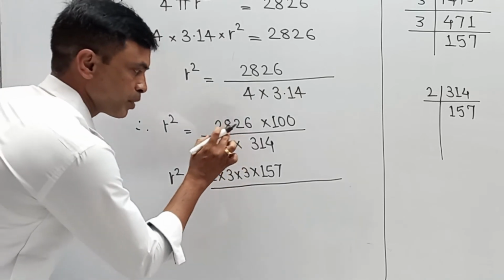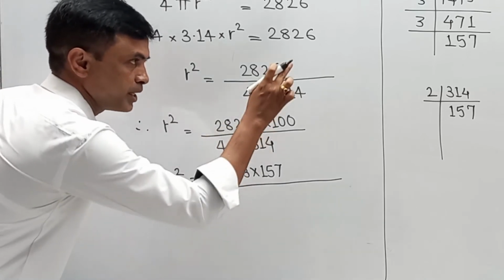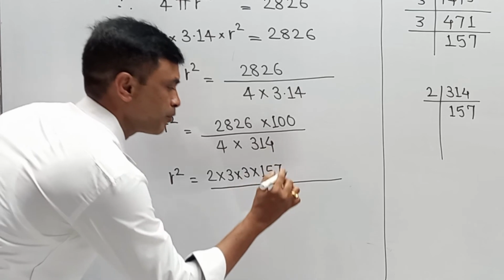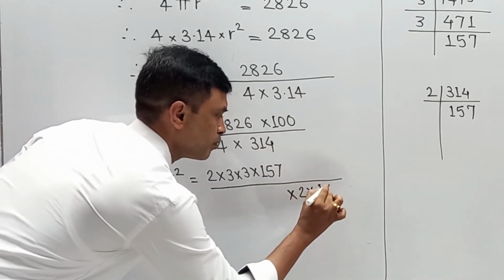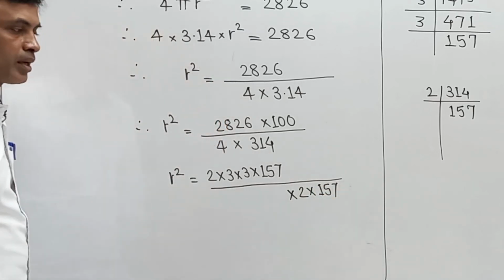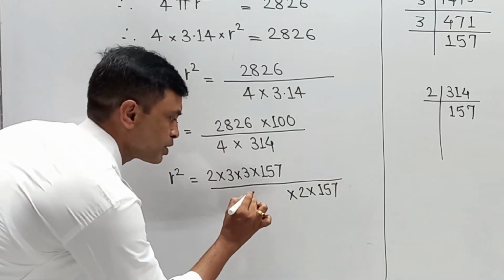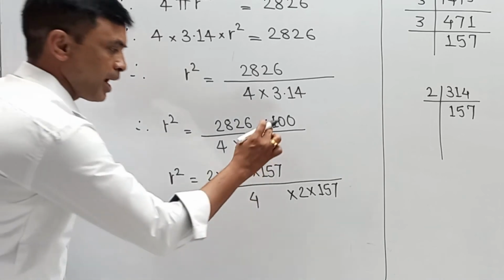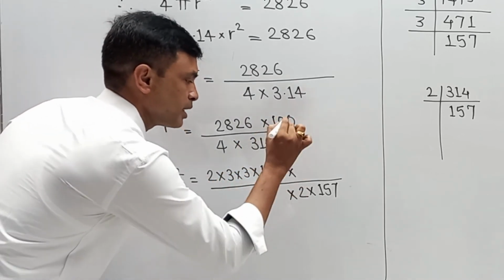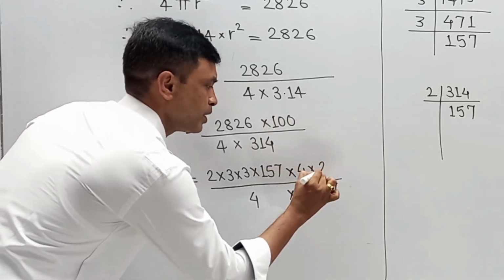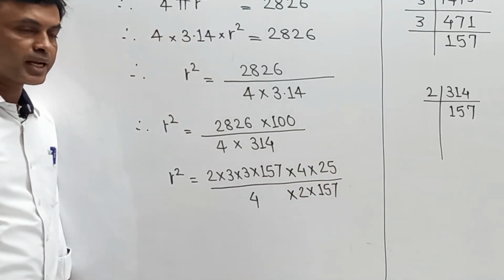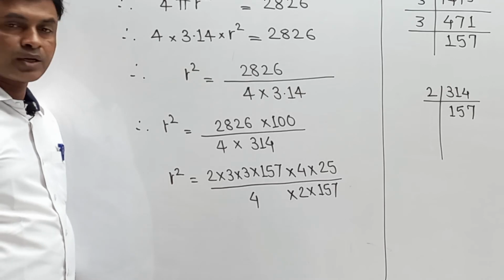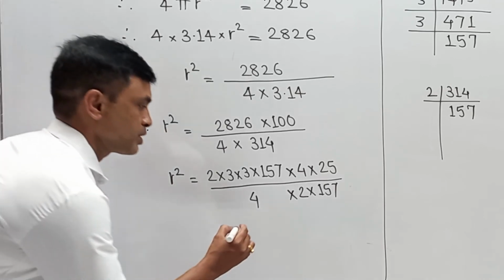Why? Because 2826 is split as per the part, and we also know the split up of this 314, that is 2 into 157. Now again this 4 number is over here, so I am writing 4 over here, and this 100 can simply be written as 4 into 25. Now we will be able to get some numbers which can directly get cancelled over here. Which are these numbers? Now please pay attention.